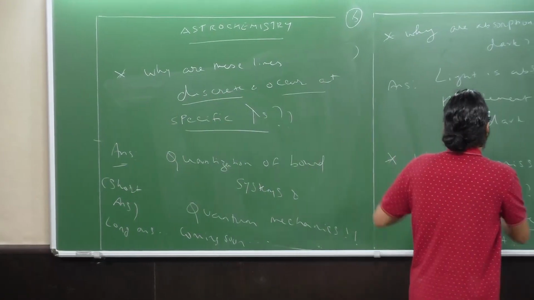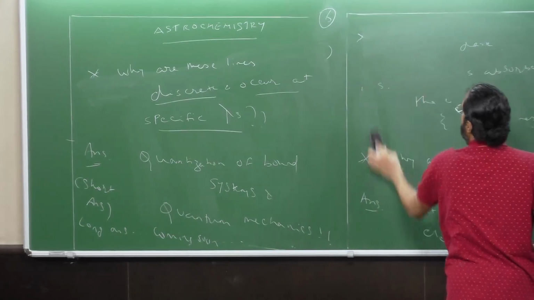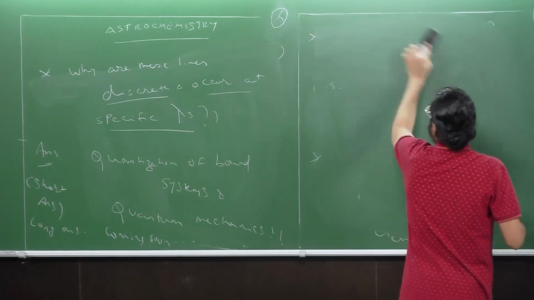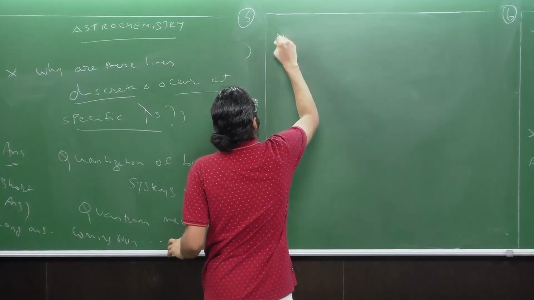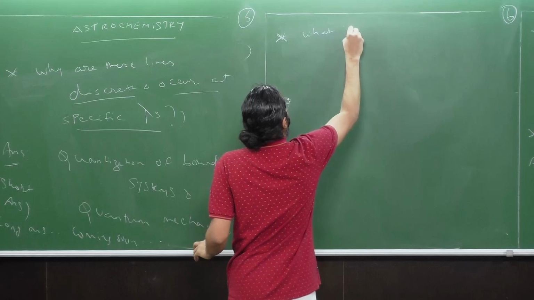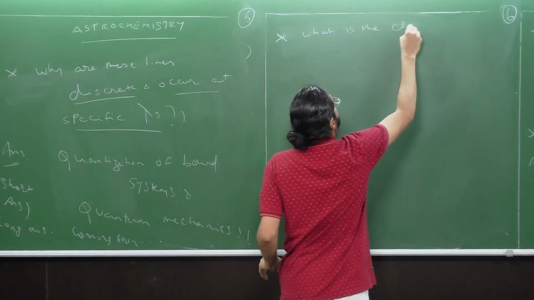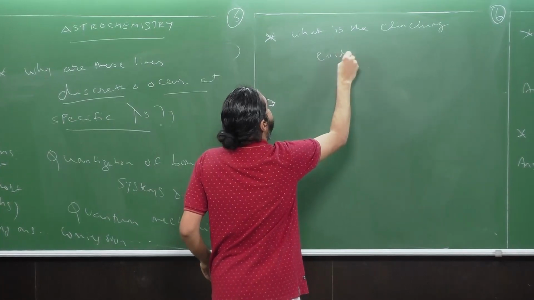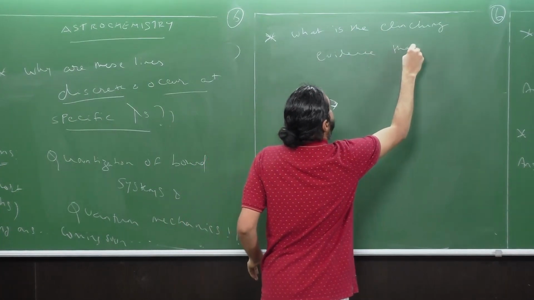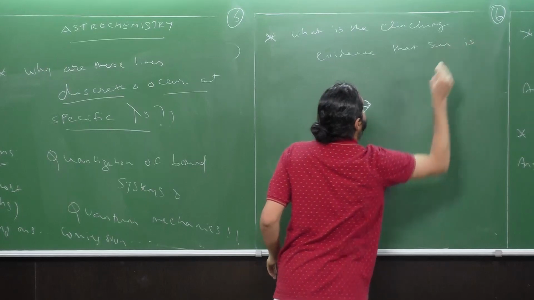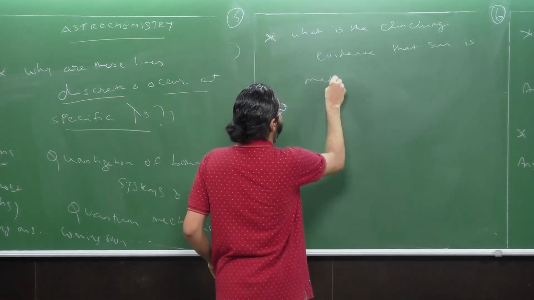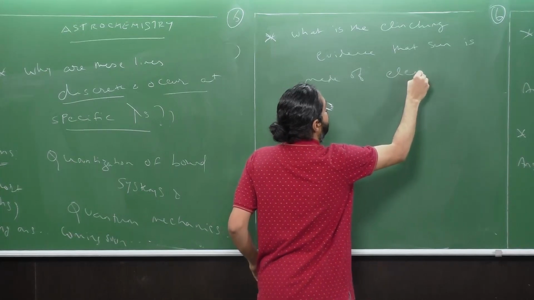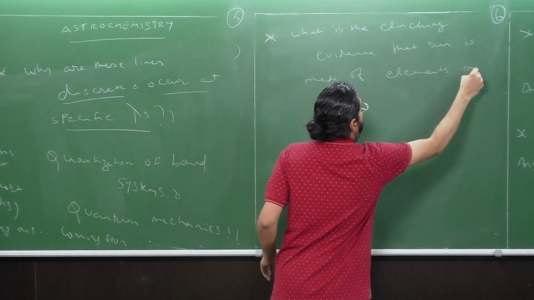And what is the last question? The last question that I'm going to be asking in this series, to make you understand what exactly is happening here, is: what is the clinching evidence that the sun contains elements on Earth?